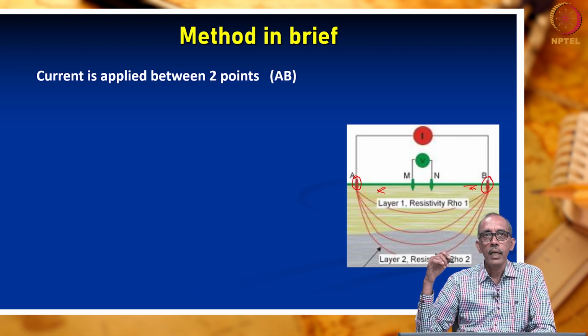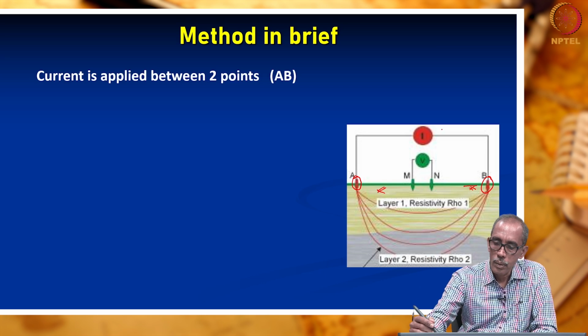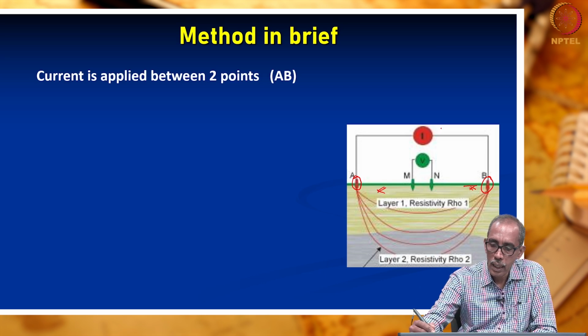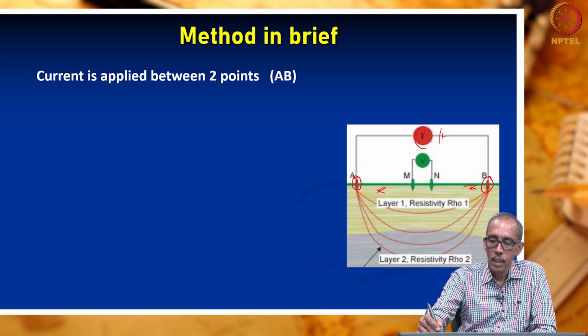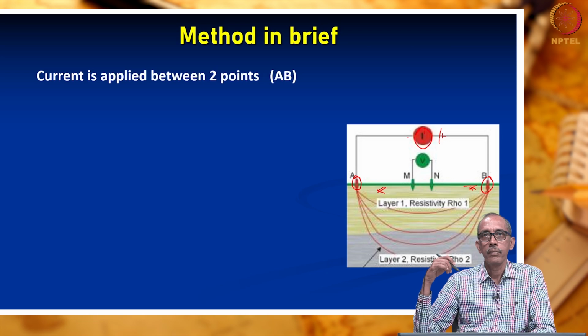We are going to apply current between these 2 chosen points, which are A and B. How are we going to apply current? We are going to connect a battery to this circuit, and we also measure the applied current here.